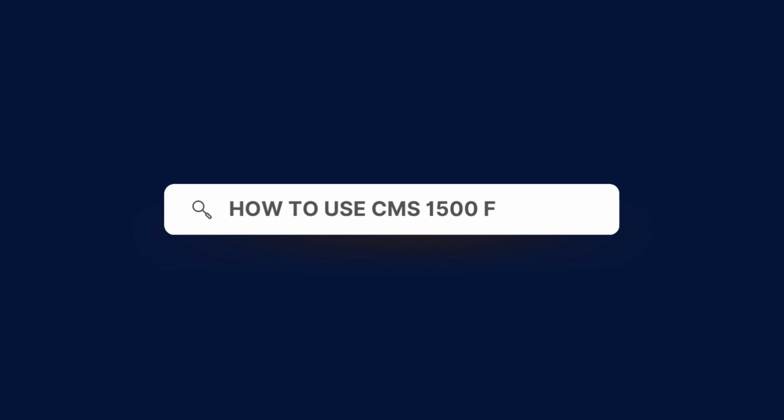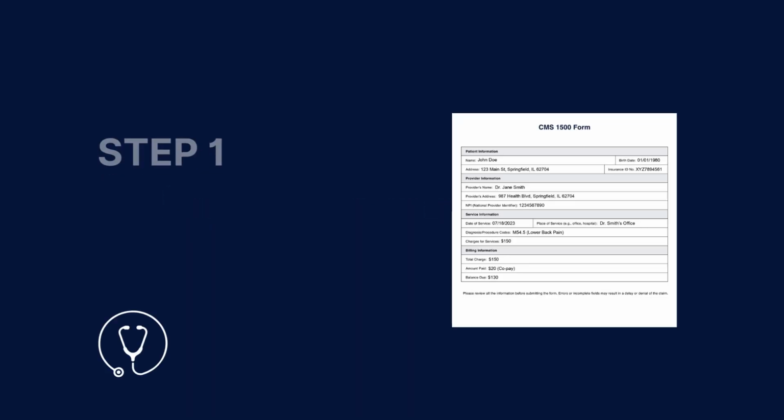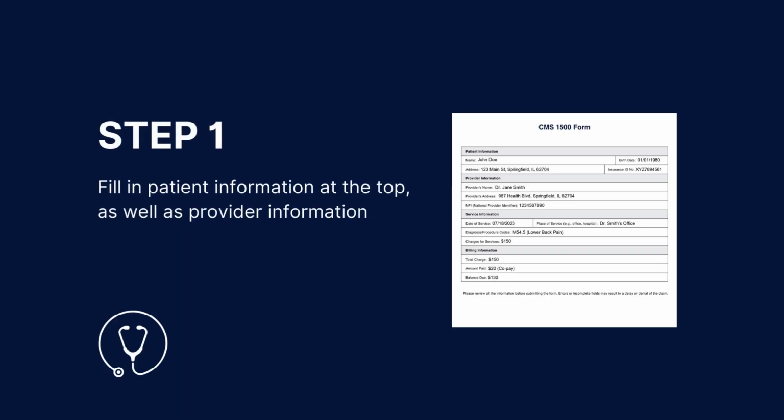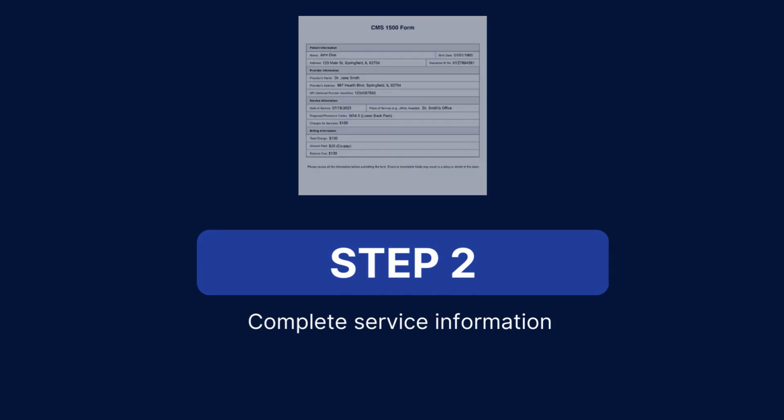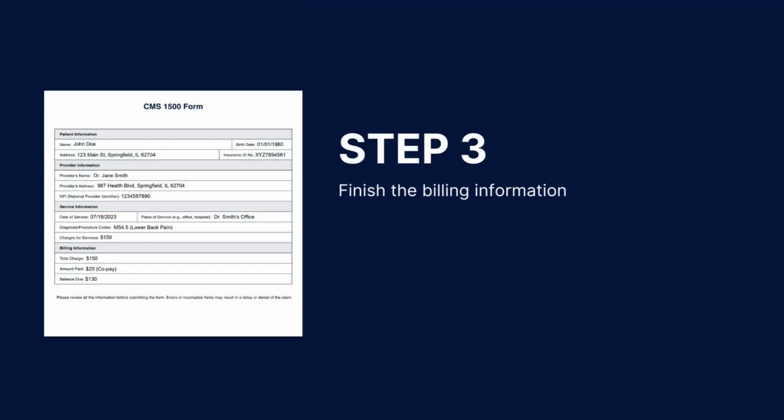How to use the CMS 1500 form. The first step is to fill in the patient information at the top as well as the provider details. You'll then need to complete the service information. Finally, finish the billing information to complete the form.